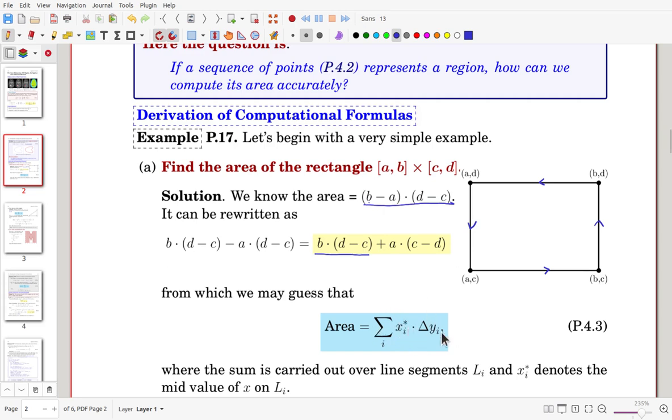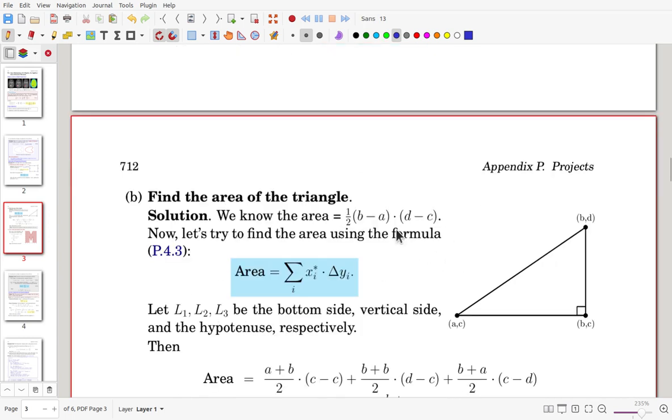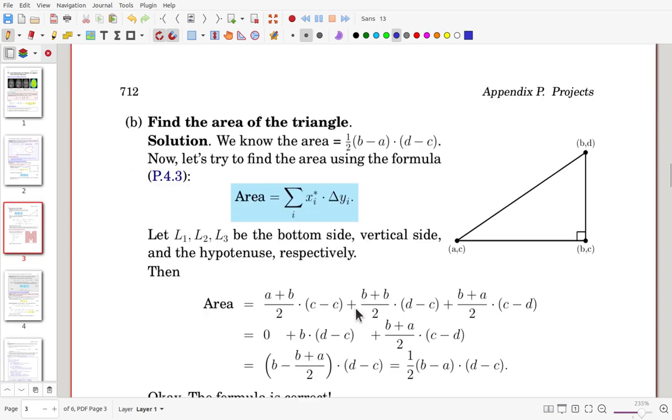Let's apply this formula to the computation of the area of a triangle. For this triangle, the area is easy to get. It is half times b minus a, that's the bottom length, and d minus c is the height. Quite easily we can get the area. Now we'll try to apply the formula.